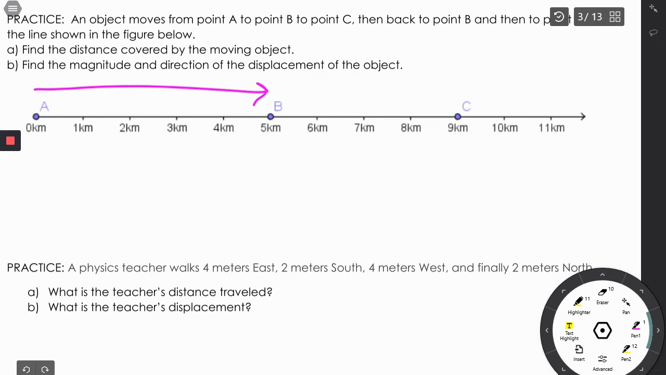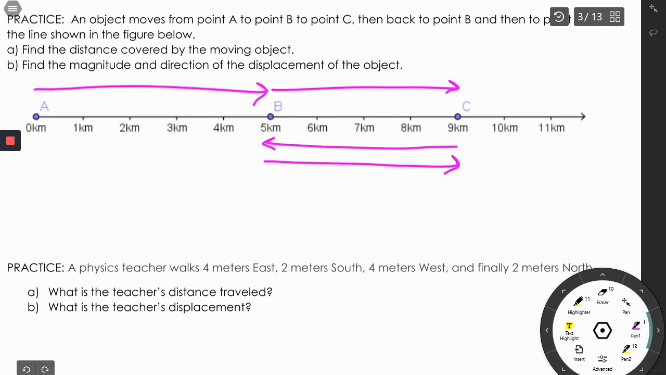So first leg, we go from 0 to 5. So from A to B, then B to C, C to B, and then B to C. Right. So if you want to accumulate what we have here, we got 5 kilometers. We have 4 kilometers. We have 4 kilometers. And we have 4 kilometers. So there we're not taking into consideration right versus left.